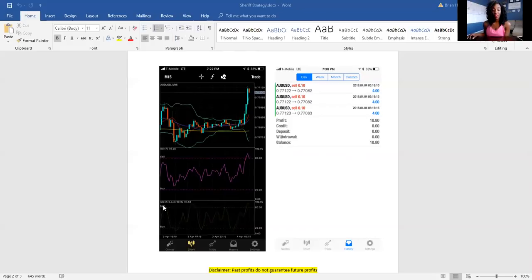Notice how the stochastic, my green line here, crosses over the signal line. So notice how that is way above 80 and it starts to point down. That's exactly what you want. And here you go. My red candle started to form. So all of my confirmations are there, okay?